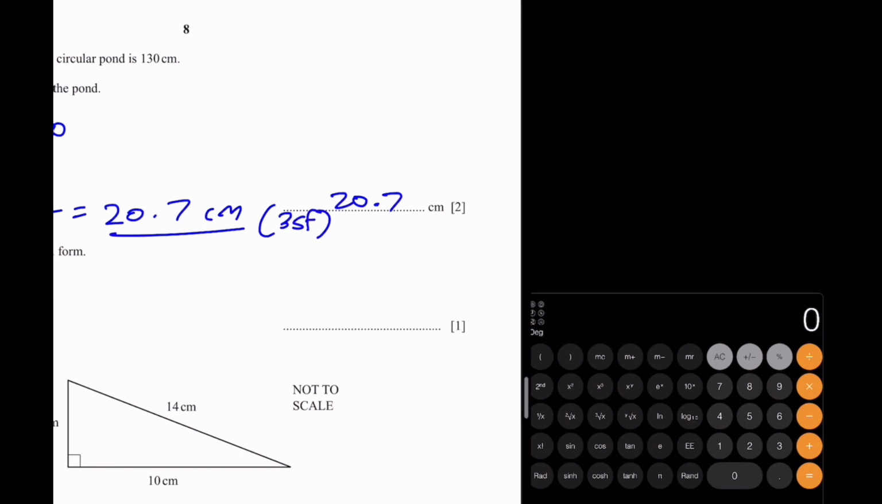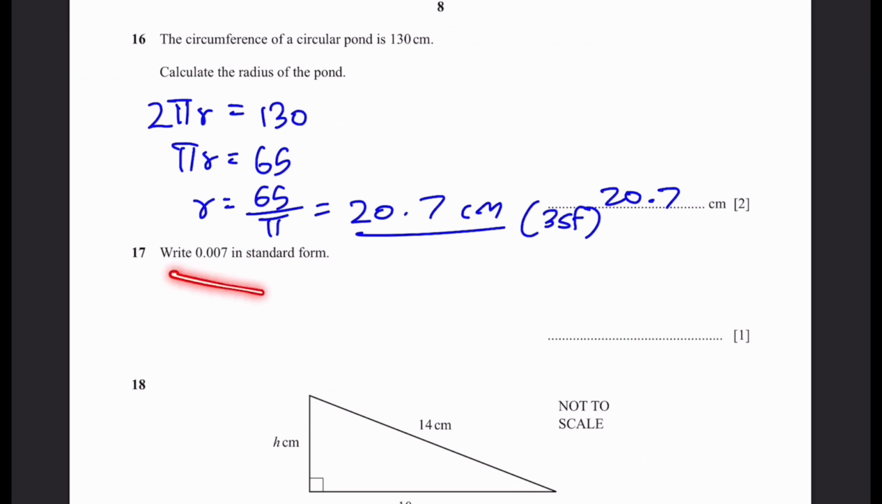Let's go to question 17. Write 0.007 in standard form. I'll give you a trick to write decimal numbers in standard form when they have starting zeros like that. So instead of counting down, there's a trick. Whatever number it is, let's say, even if it is 0.00729, just make it like there's one number before the decimal place. So in this case, it's 7.29. But over here, there's only one digit, so we just put a 7 there.